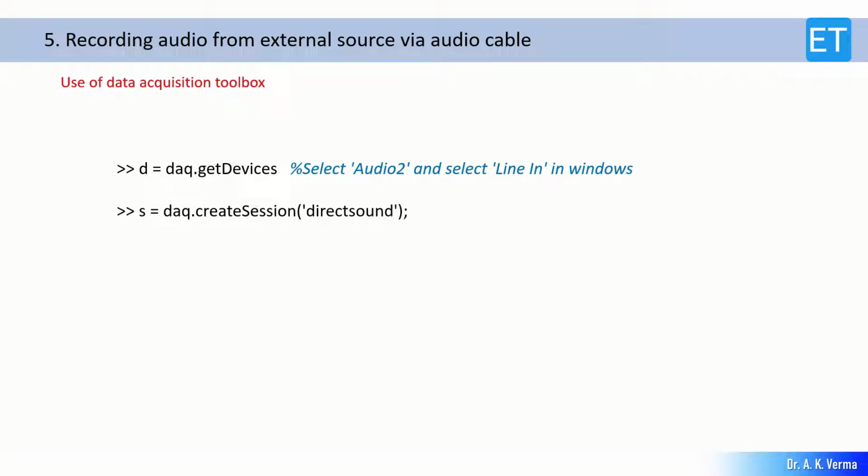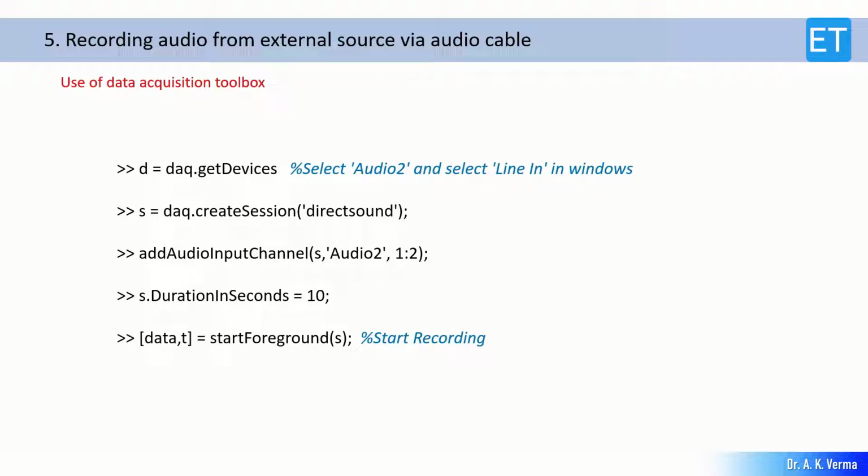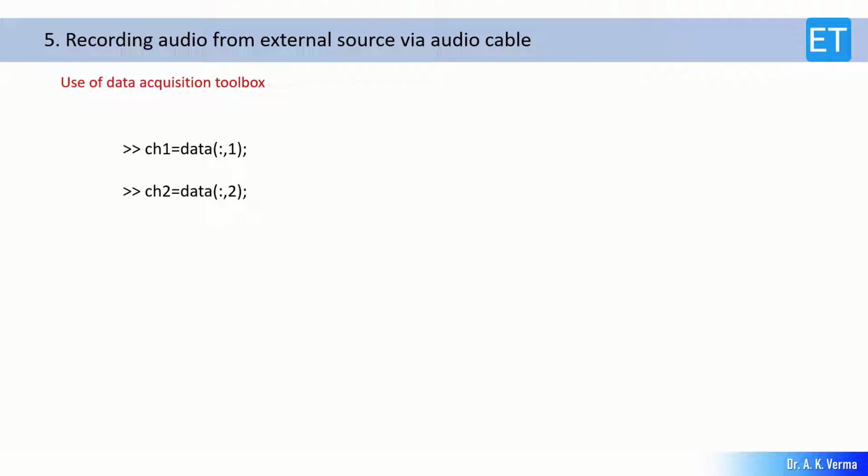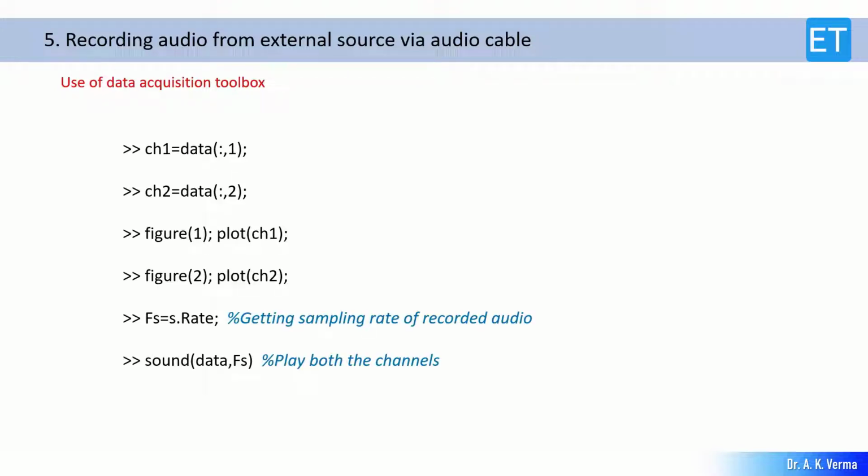After that, create a DirectSound session and then add an input channel with that device ID. Here I am using Audio2, meaning I am using the line input of my laptop, and these are the number of channels. 1 to 2 means I am recording in stereo mode, that means 2-channel recording. Then define the number of seconds for which you want to record, and then execute startForeground. Once this is executed, your recording will start, and the recorded samples will come in this data variable, and time will come in t. So you can plot it, you can plot both the channels separately, and then you can play it using the sound command. As the sound command needs a sampling rate, you can get the sampling rate of the recording from s.Rate.